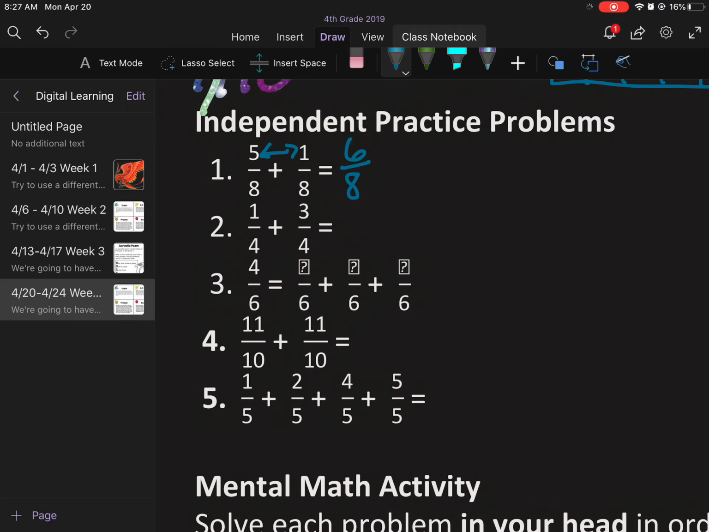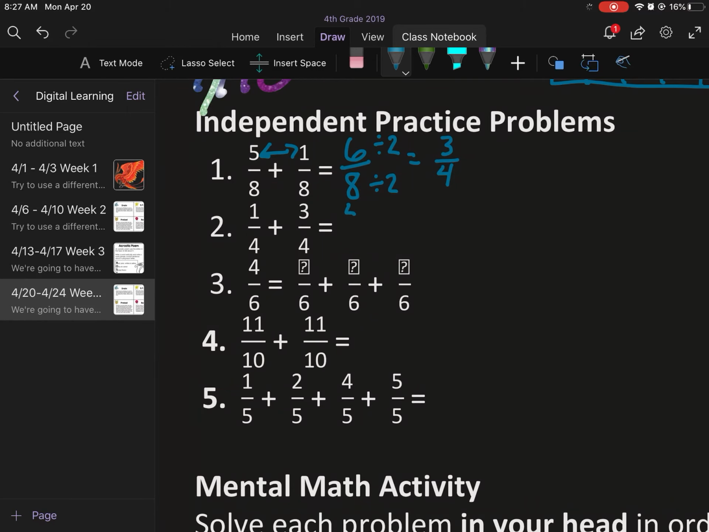But now I think, whatever I do to the top, I have to do to the bottom. I need to think, what can I divide the numerator by and the denominator by? Well, I can divide them both by 2, which means this becomes 3/4.